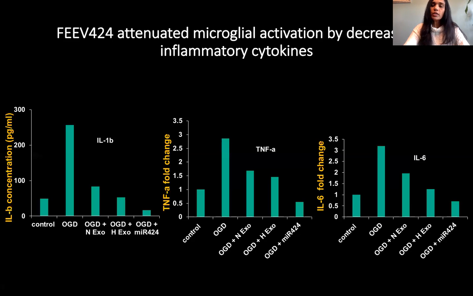We also measured inflammatory markers like IL-1 beta, TNF alpha, and IL-6. It's very clear that MIR 424 overexpressing EVs are superior in attenuating pro-inflammatory markers induced by OGD.